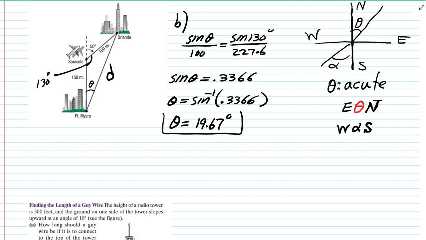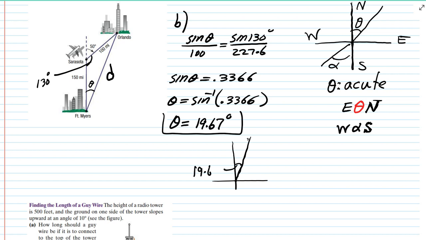Okay. And again, in terms of bearings, we can say the bearing of that airplane is 19.7 degrees east of north. East of north. In other words, here's how we're seeing that. This is the measure of the angle.